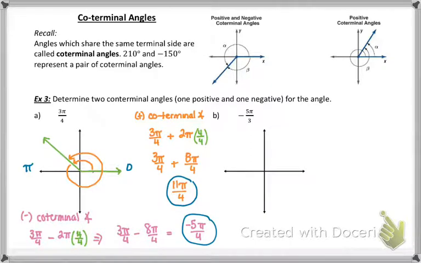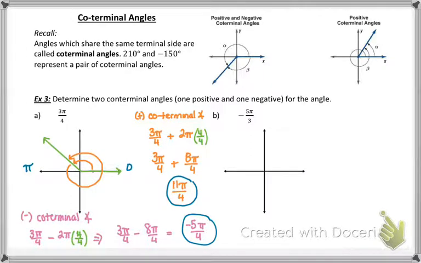Okay, so for B, if we don't want to have to draw out the diagram, we don't have to, as long as you remember that to find coterminal angles, I either add a full circle or I subtract a full circle. To get the positive, I add, and to get the negative, I subtract. If it's in degrees, we add or subtract 360 degrees, which is a full circle, and if it's in radians, we add or subtract 2 pi, which is a full circle.